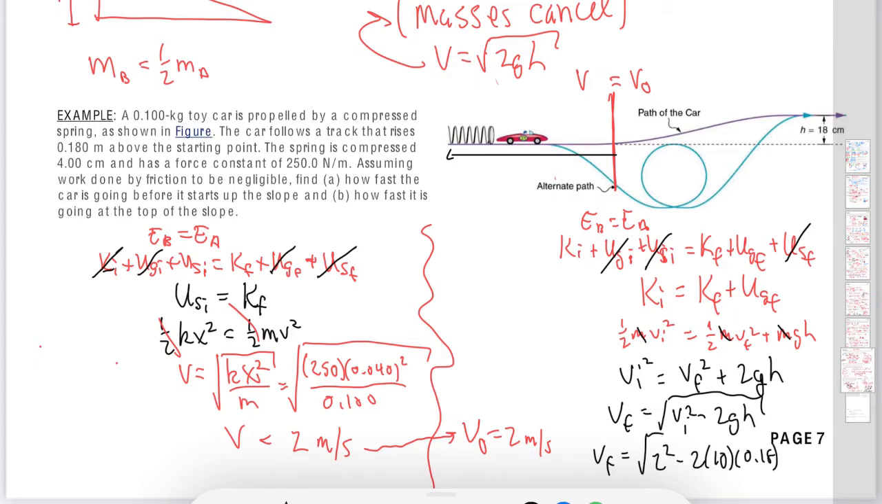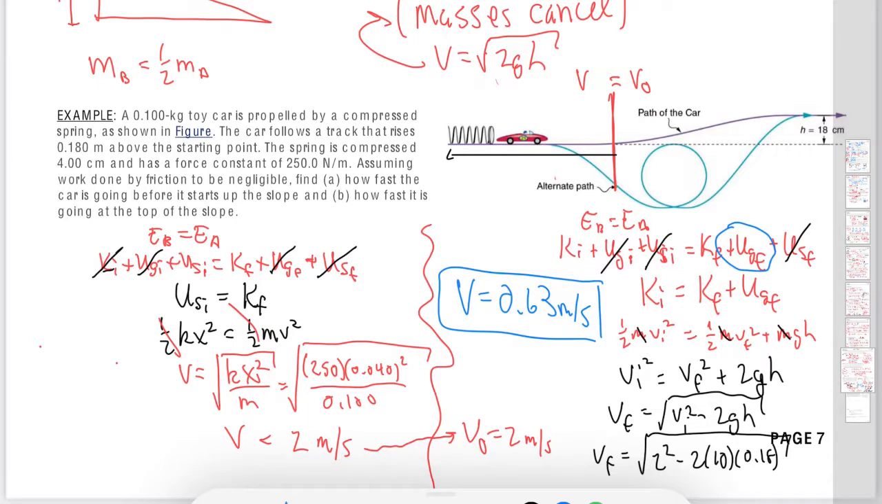I'm going to write my answer over here. So my final velocity would be the square root of 2 squared minus 2 times 10 times 0.18, and that would be 0.63 meters per second. And it makes sense that this is less, because now part of the energy is going to our potential energy.